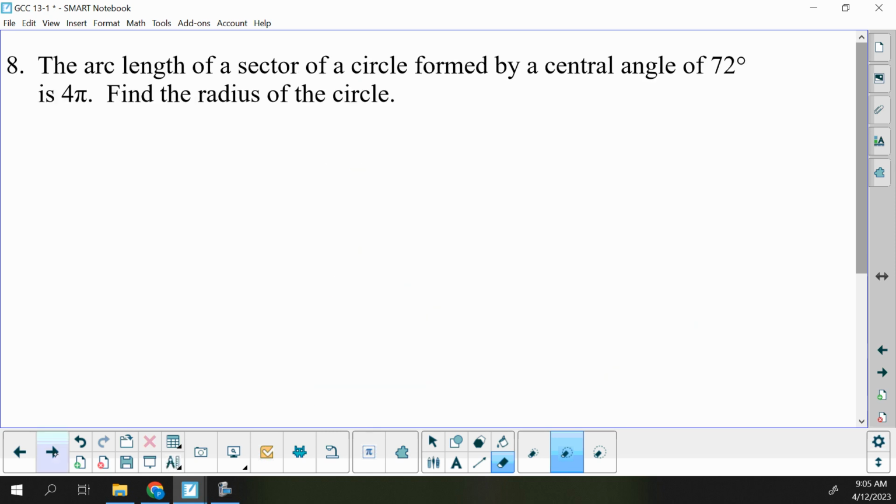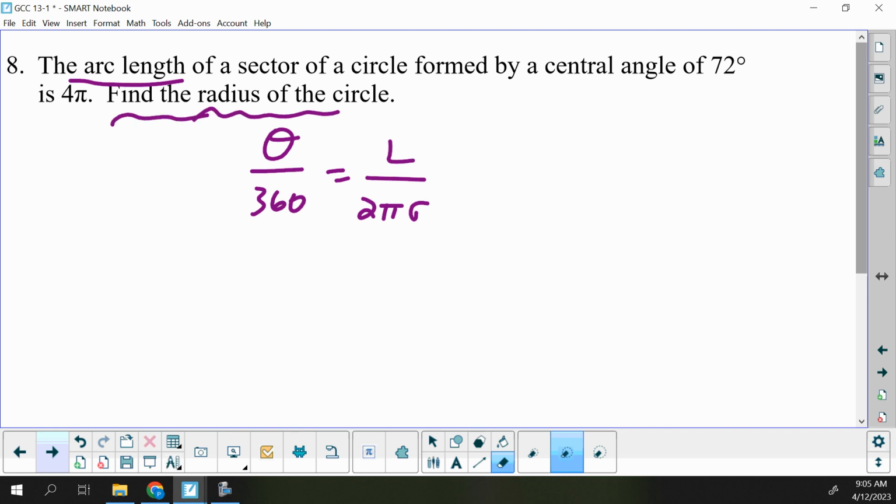Last one for this video over on page 6. They come out right away in the beginning, tell us we're working with arc length. So we've got theta over 360 equals L over 2 pi r. And we're trying to find the radius. So we should be able to fill in for everything except for the r. Angle was 72. The arc length, they told us, is 4 pi. And we'll have over 2 pi r.